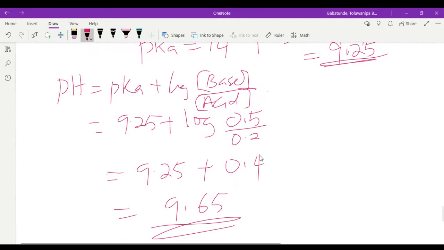So this is the best approach to solve some problems involving the pH of a buffer solution. And I hope we can use this to solve as many problems as we can lay our hands on. Thank you.